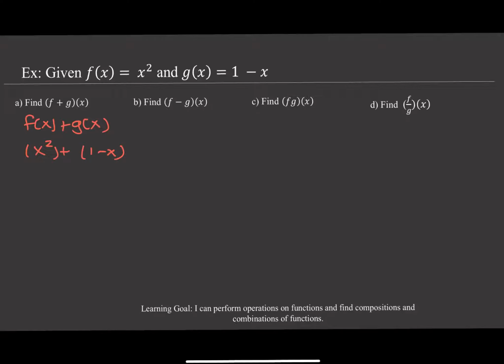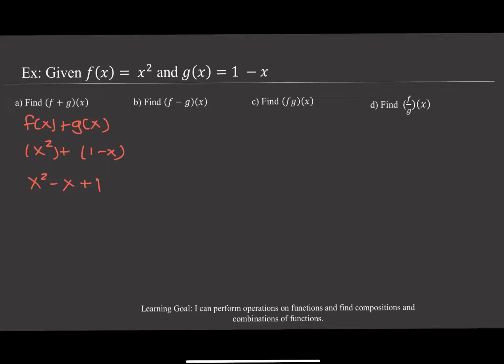And so here what we would normally do is combine like terms, but in this case we don't really have any like terms. Here we have an x squared, here we have an x to the first, and we have a constant. So really all I'm going to do is just organize these in decreasing order of exponents. So I'm going to have x squared minus x plus 1. And so as you can see, when we add f of x and g of x together, we get a new function x squared minus x plus 1.